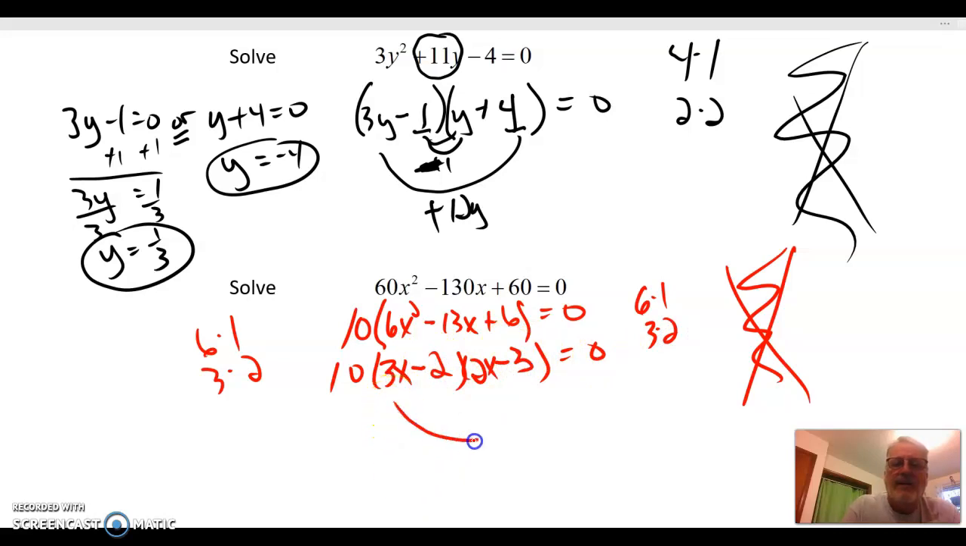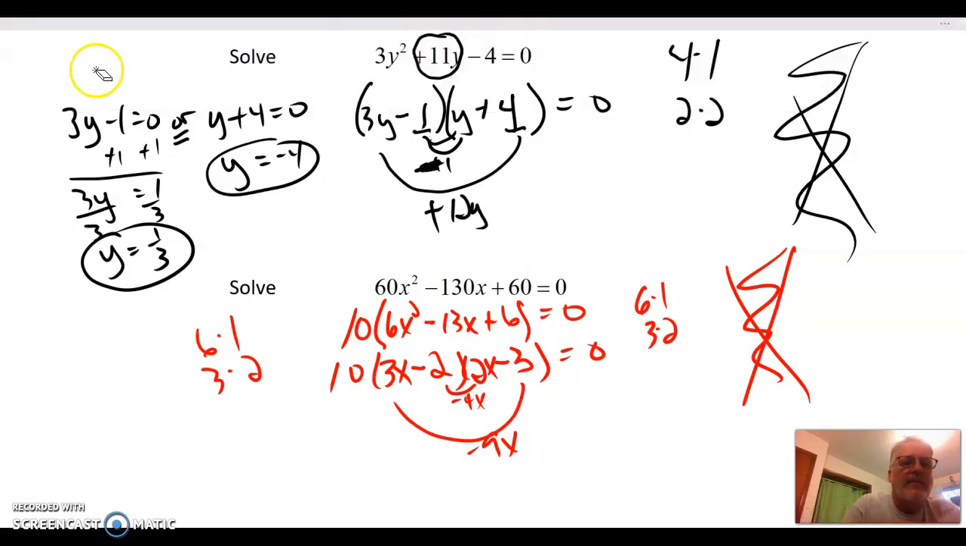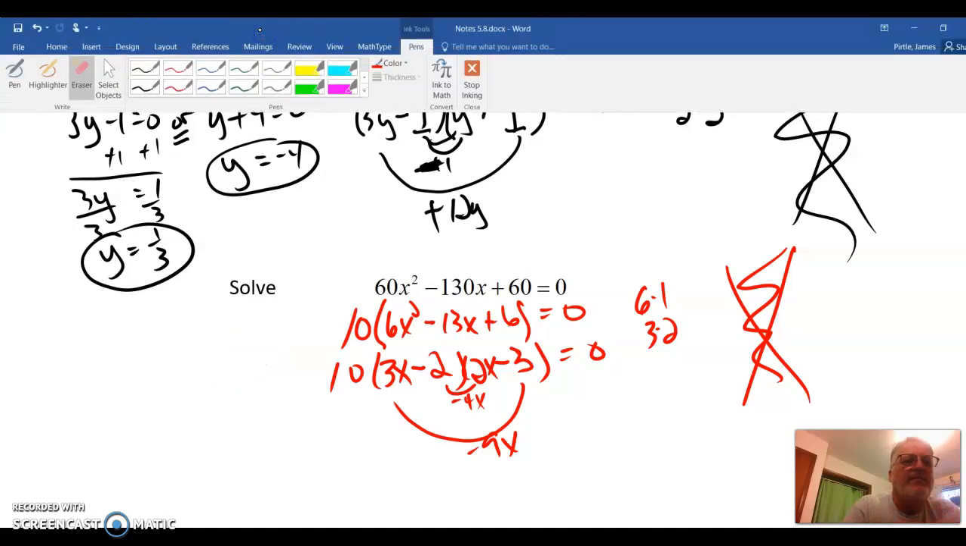Let's check it. Outside gives me negative 9x. Inside gives me negative 4x. That gives me my negative 13x. Good to go. Okay, so I'm just going to do this real quick. Erase these so I have a little bit of room to work there.